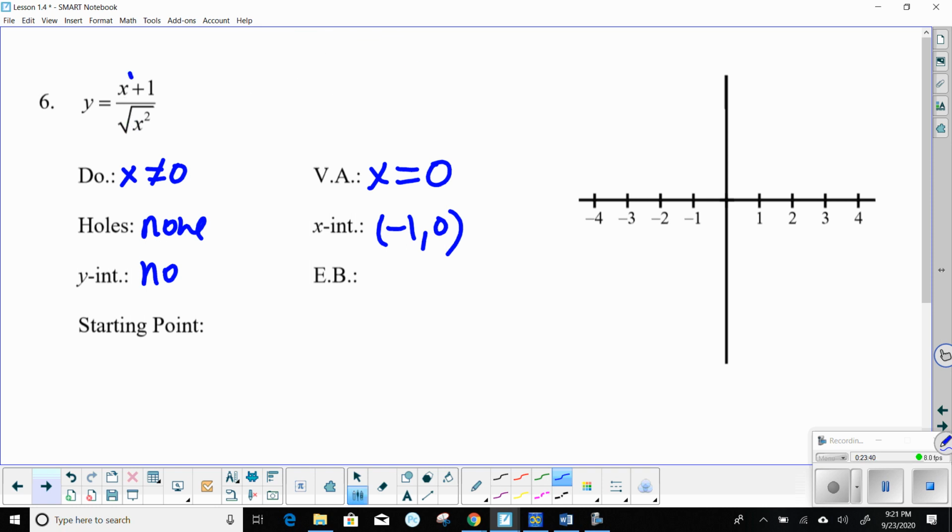So that's x to the first. If I take the square root of x squared, that's also x to the first. So since they're tied at x to the first, you look at the numbers in front. There's a 1 there. This is the tricky part: remember, it could be plus or minus 1.